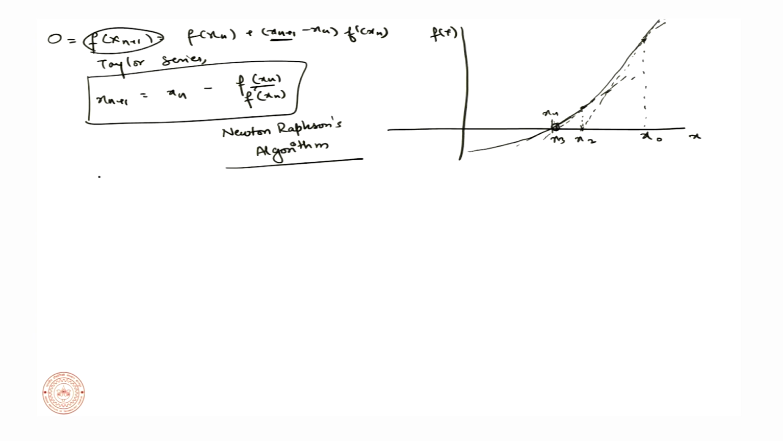Okay. This method converges quadratically. Right. So, what we are doing is that we start with a guess value. So, let us write down the method. Start with a guess value.